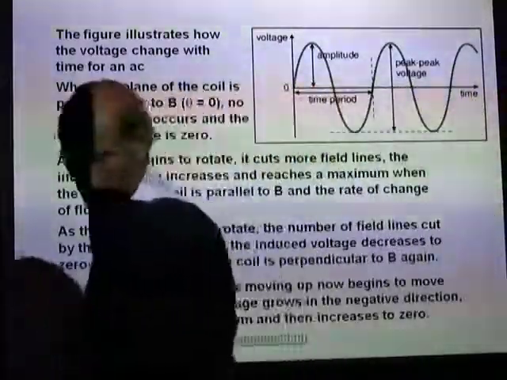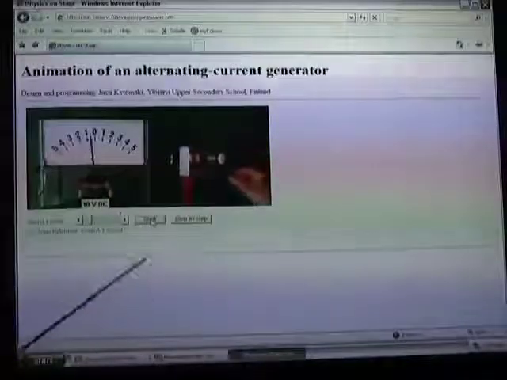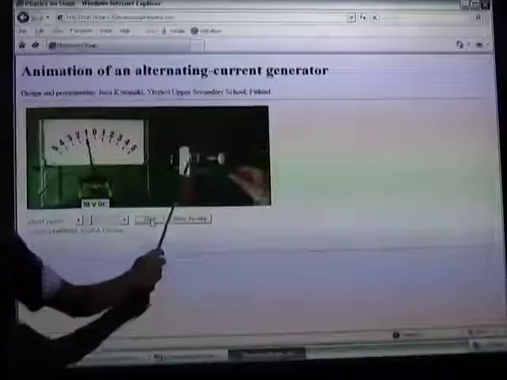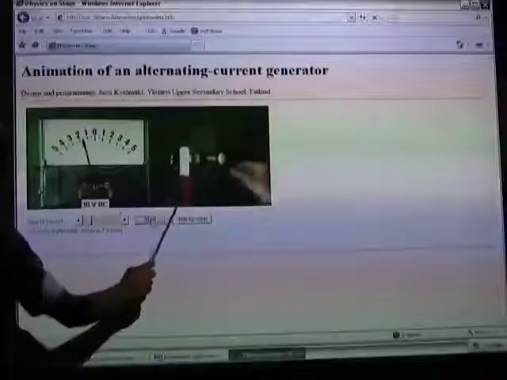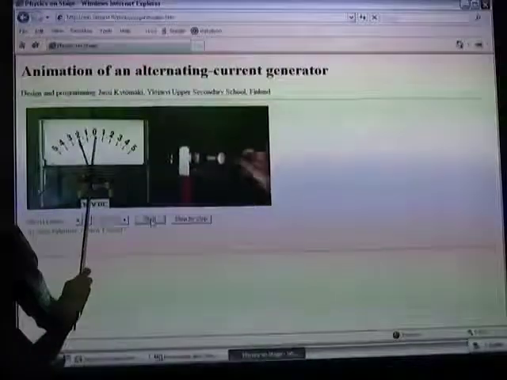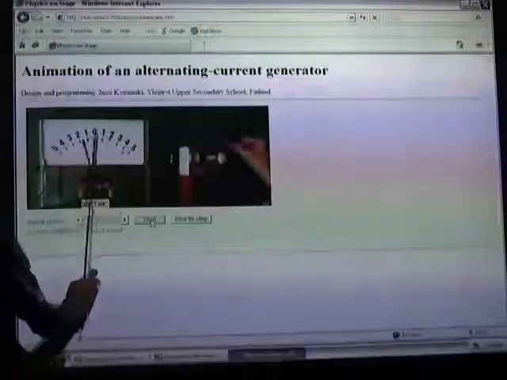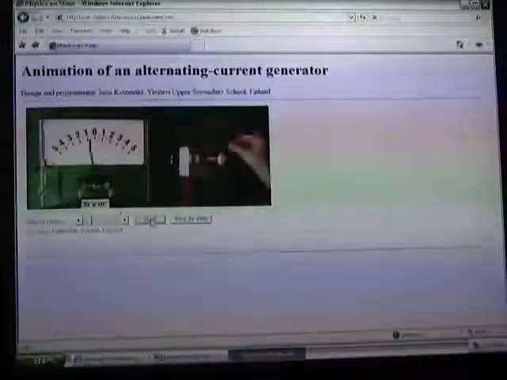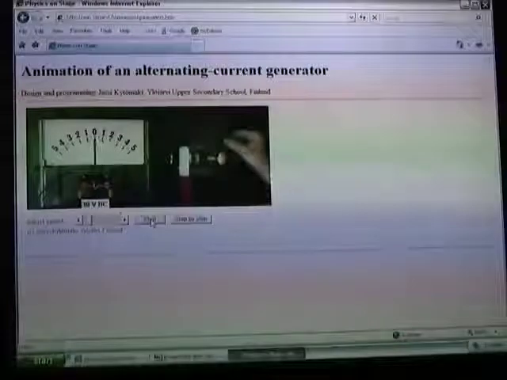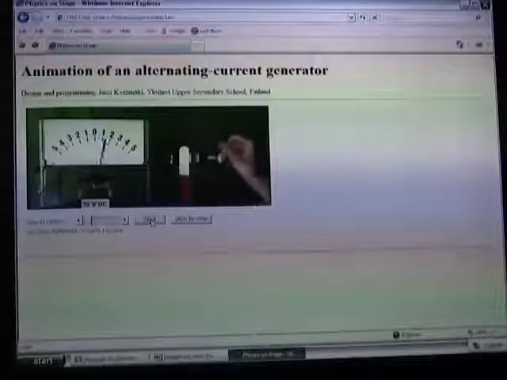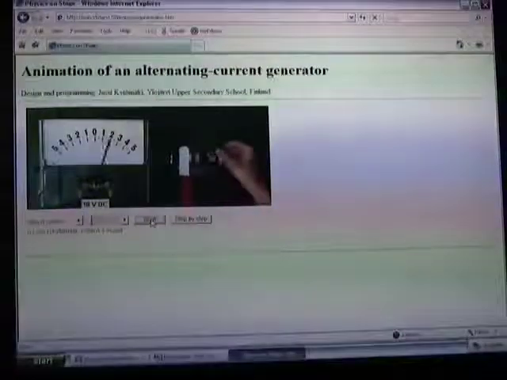Alright. Now here you have an illustration of how that happens. As this coil is rotated in the magnetic field, the EMF increases to maximum, to 0, negative maximum, 0, and it continues. Well, that is a good illustration of how the alternating generator works.